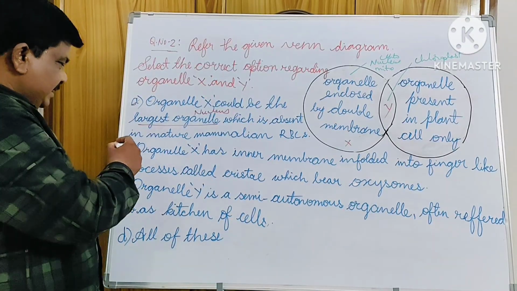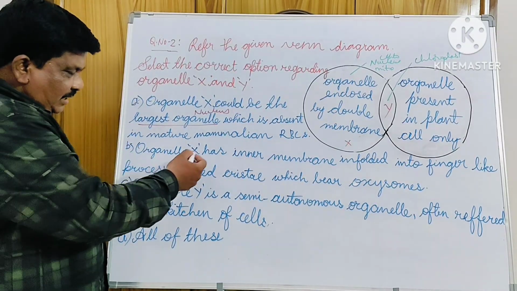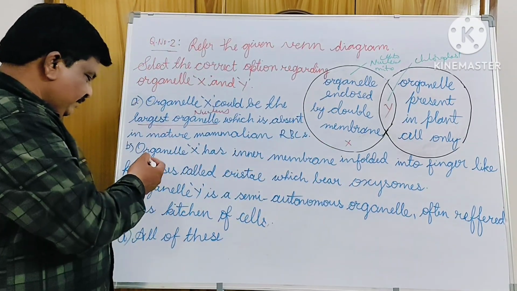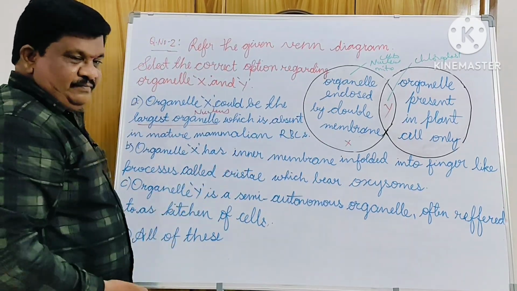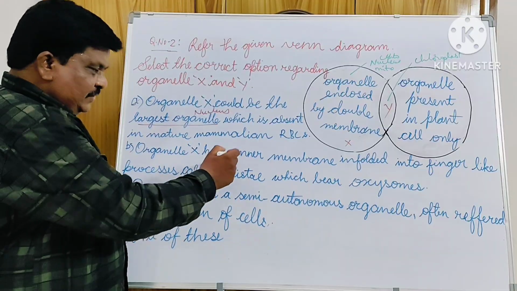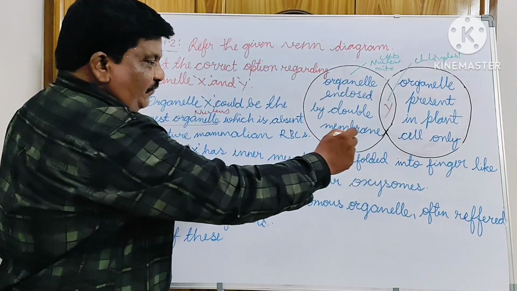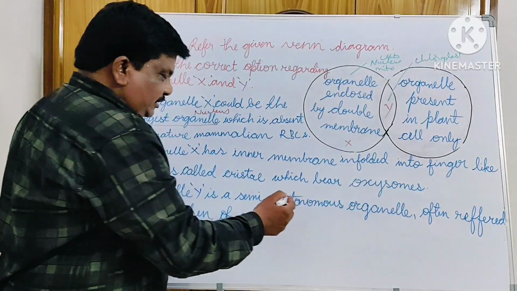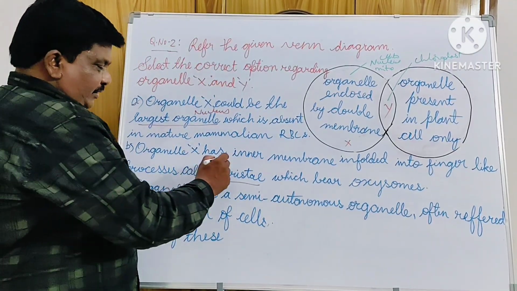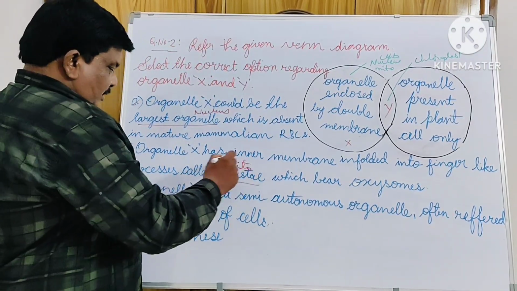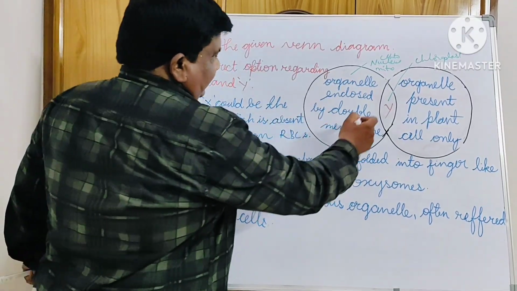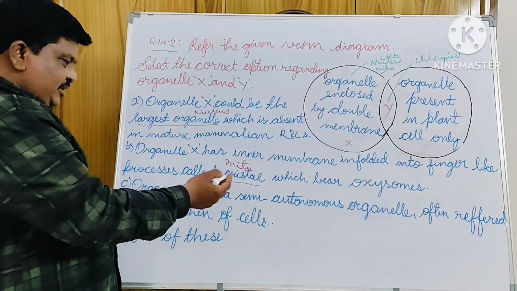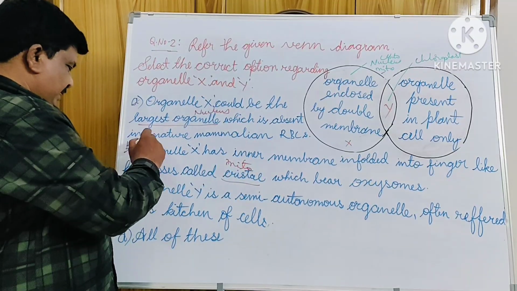Then the second option, B: organelle X has an inner membrane infolded into finger-like processes called cristae, which bear oxysomes. Cristae are seen in mitochondria. So organelle X could be mitochondria, that is also okay. Having infolds called cristae, having oxysomes is also correct.